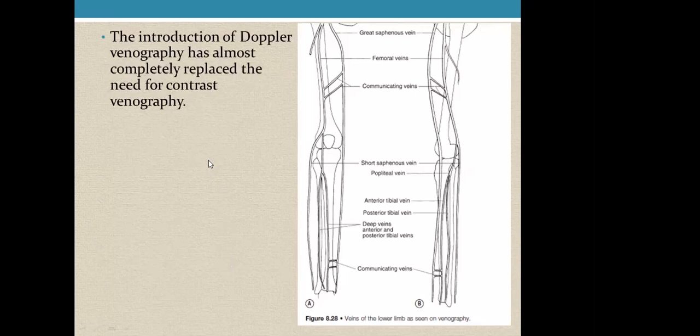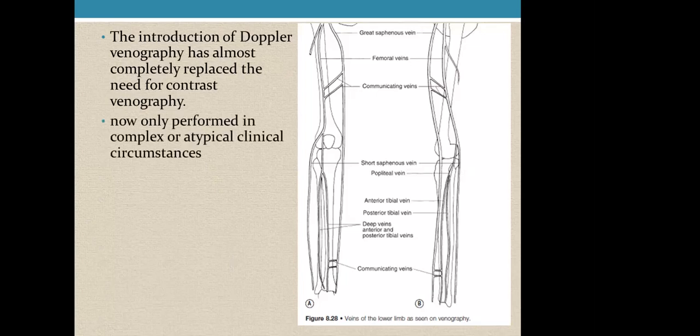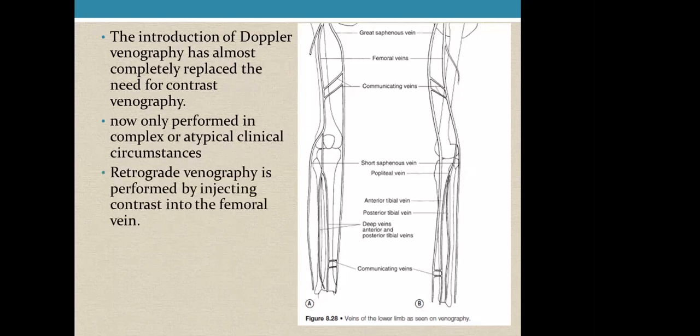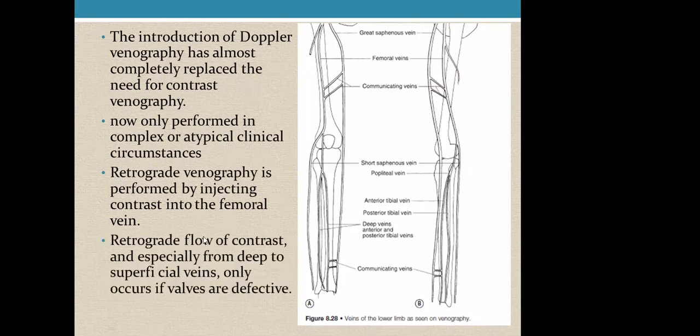The introduction of Doppler venography has almost completely replaced the need for contrast venography, now only performed in complex or atypical clinical circumstances. Retrograde venography is performed by injecting contrast into the femoral vein. Retrograde flow of contrast, and especially from deep to superficial veins, only occurs if valves are defective.